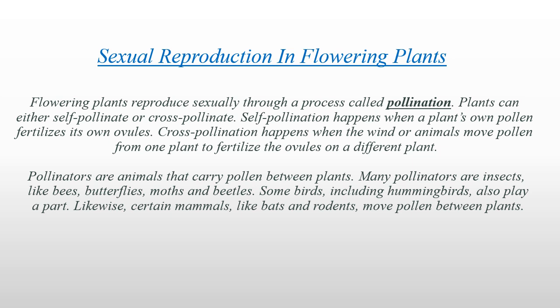In cross-pollination, wind or animals move pollen from one plant to fertilize the ovules on a different plant. Pollinators are animals that carry pollen between plants. Many pollinators are insects, like bees, butterflies, moths and beetles. Some birds, including hummingbirds, take part. Likewise, certain mammals, like bats and rodents, move pollen between plants.